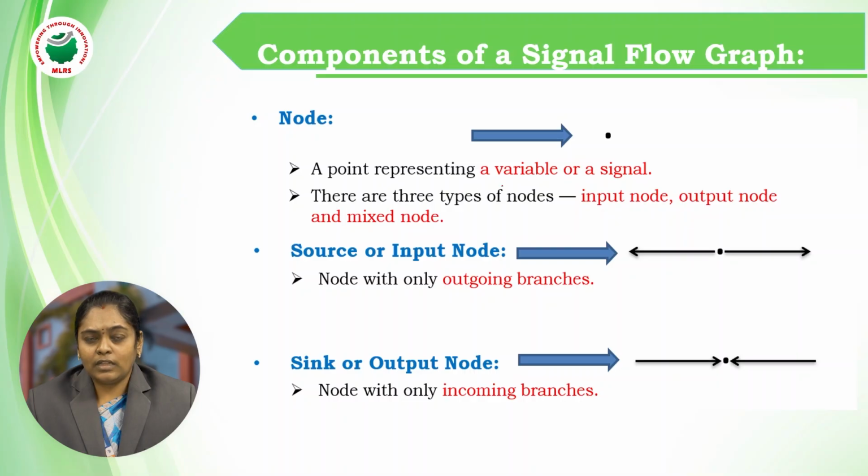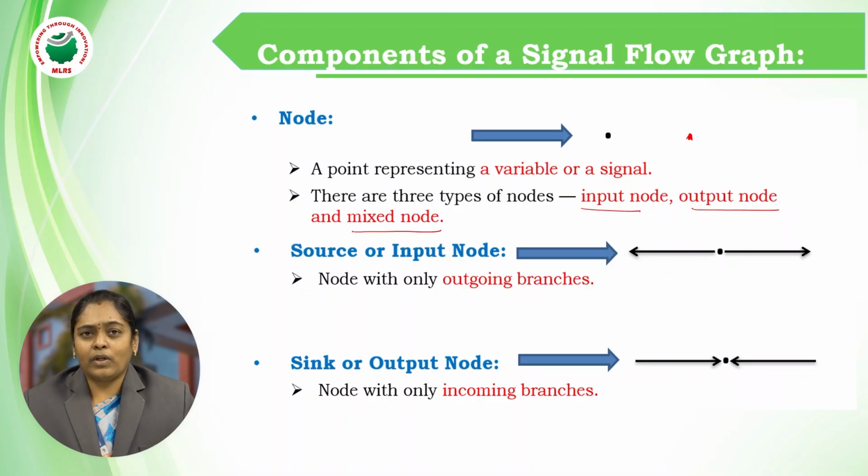A point representing a variable or a signal is called a node, and the node is represented with a circle or a dot. Basically there are three types of nodes: input node, output node, and mixed node. The name itself indicates the input node: the starting point of a signal is called an input node, and where it reaches the destination point, the last output of that particular signal, is called an output node. A mixed node is a node that consists of inputs as well as outputs.